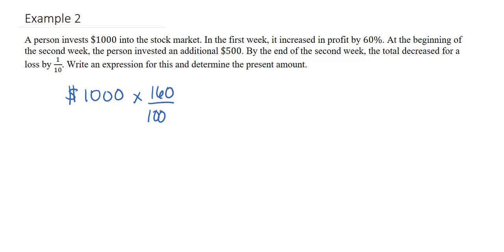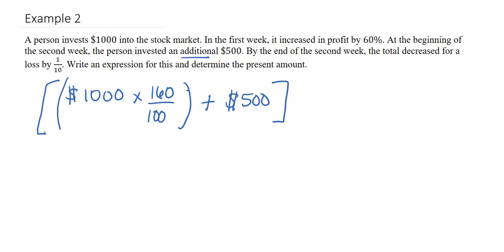Now, at the beginning of the second week, the person invested an additional $500. Since we're done with this, let's close this. The person invested an additional $500, so we just write plus, because this is addition, $500. And then let's close the brackets here.